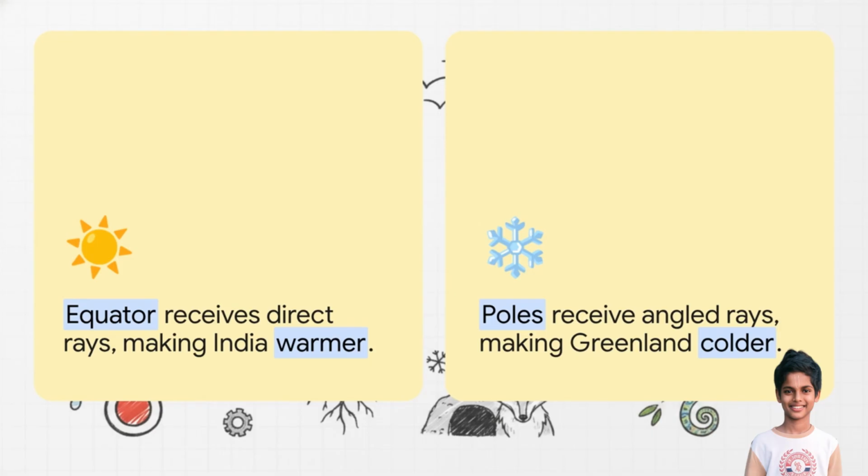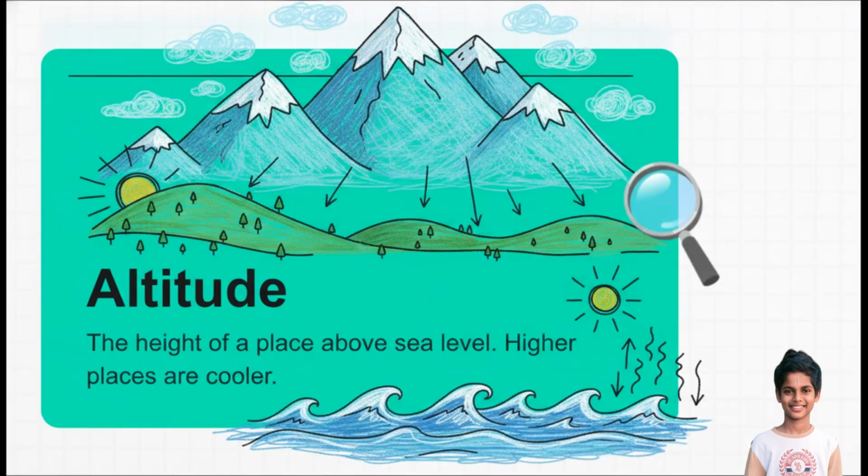Let's unpack the first major one, distance from the equator, or latitude. Listen carefully, because this is a classic exam question. Places closer to the equator are warmer than places closer to the poles. Why? Because the sun's rays fall directly on the equator, but they hit the poles at a really sharp angle. This is exactly why a country like India is, on average, so much warmer than a place like Greenland. Direct heat versus angled, dispersed heat. Very simple, very important.